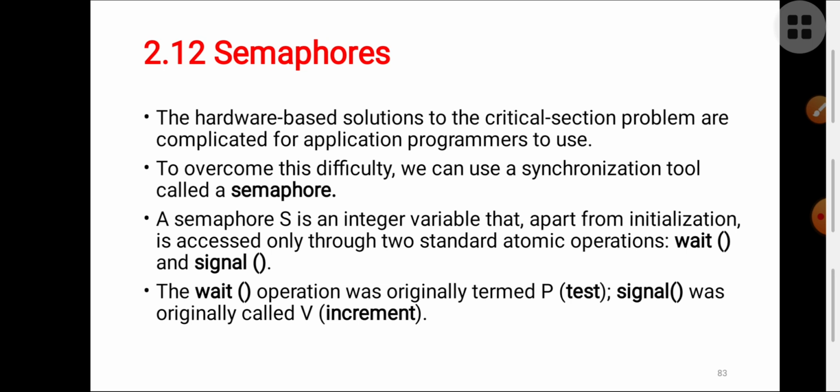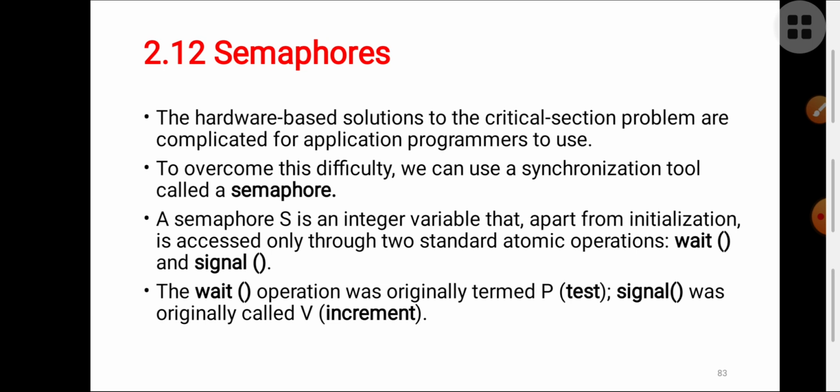In today's class we study semaphores. A semaphore is nothing but an integer. This is a hardware based solution for our critical section problem. Whatever hardware based solutions to the critical section problem we have already seen in previous sections, those are very difficult for application programmers to use. To overcome these difficulties, we use a synchronization tool. That synchronization tool is a semaphore.